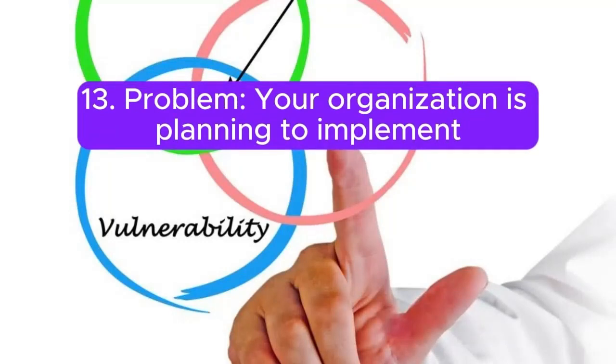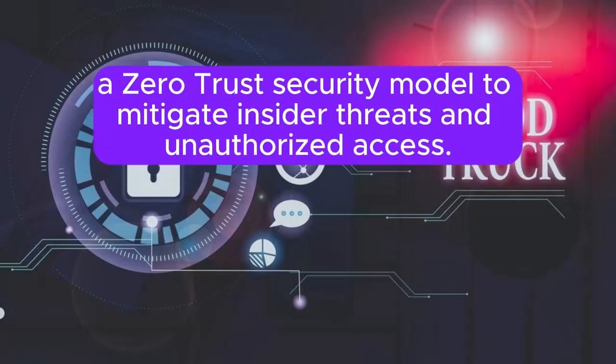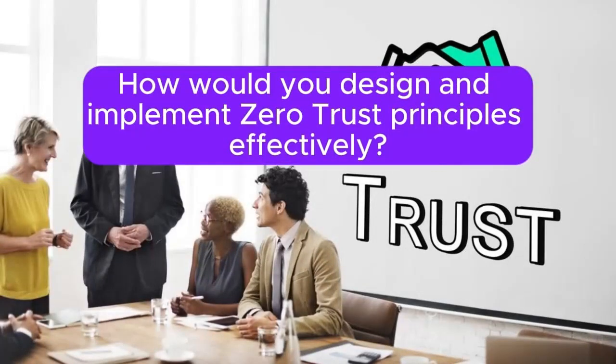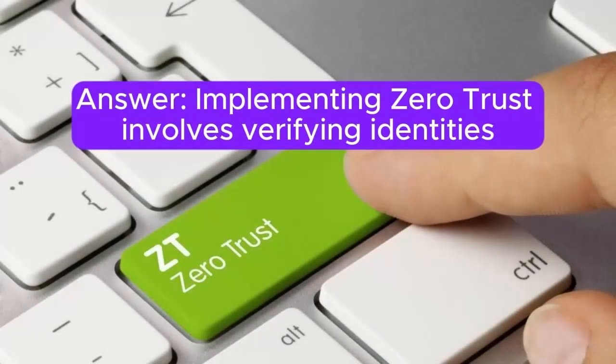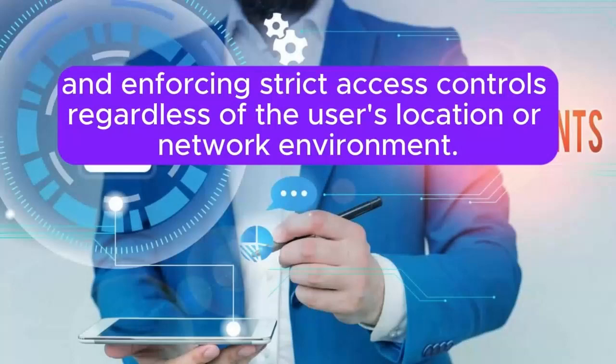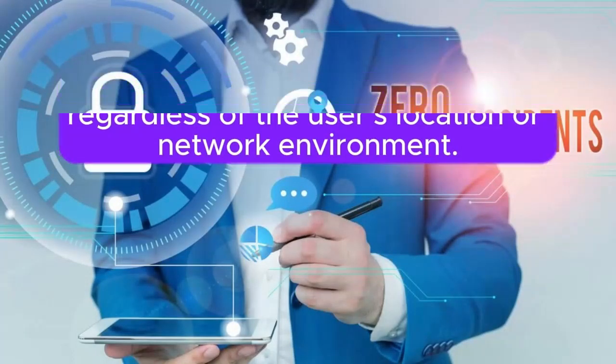13. Problem: your organization is planning to implement a zero-trust security model to mitigate insider threats and unauthorized access. How would you design and implement zero-trust principles effectively? Answer: implementing zero trust involves verifying identities and enforcing strict access controls regardless of the user's location or network environment.